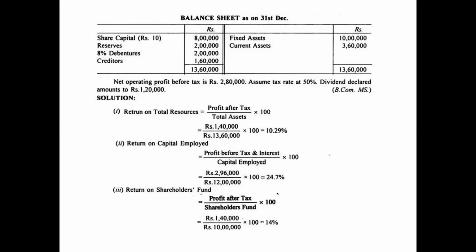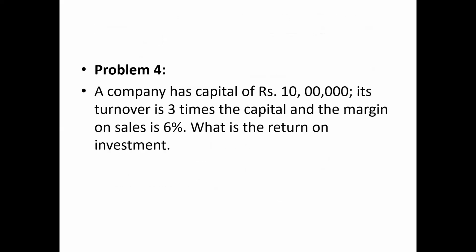Okay, so now let's move on to the next numerical. Number 4: a company has a capital of rupees 10 lakhs. Its turnover is 3 times the capital and the margin on sales is 6%. What is return on investment? Only one ratio is asked to be calculated, return on investment.